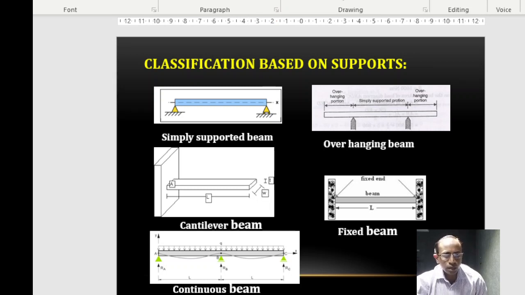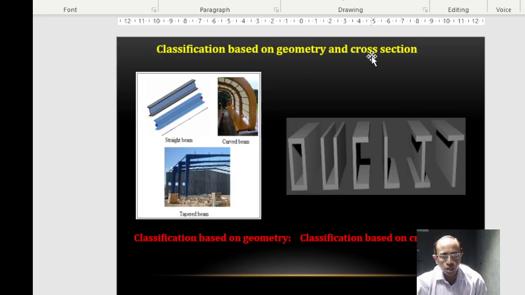Okay. Now one classification is over. The next one, what was the next classification? It is based on the geometry and cross section. Based on the geometry means the members are made up of either a straight direction, or some kind of curved nature, or some kind of tapered way, right? So when the beams are straight, the cross section remains perfectly straight, right? Then this is called a straight beam.